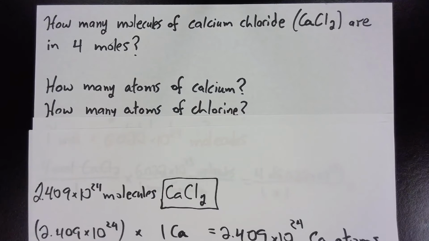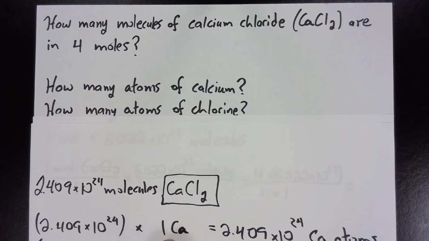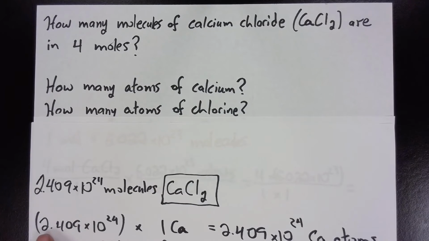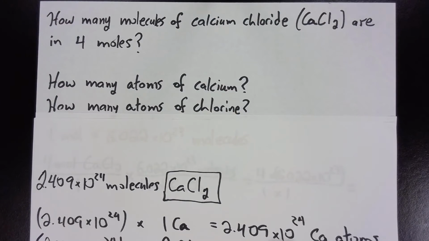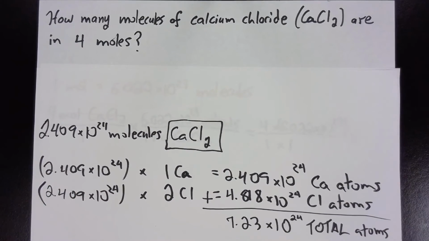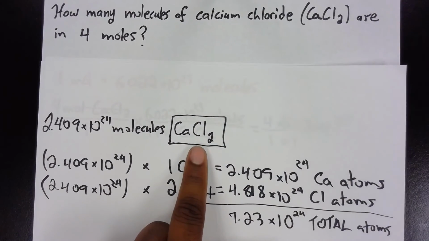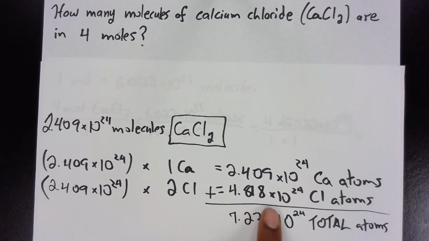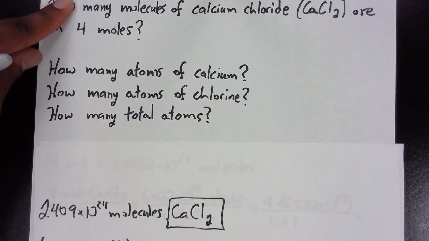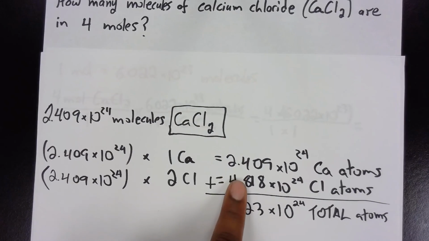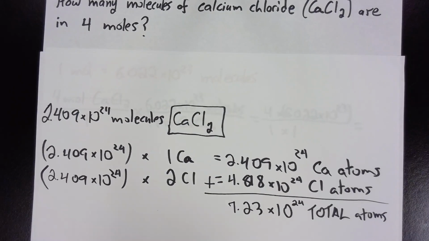And so we took that. We saw that since it was 1 calcium atom per molecule, it would be the number of molecules times 1, which is 2.409 times 10 to the 24. And then for chlorine, it's 2 chlorine atoms per molecule. So if we have 2.409 times 10 to the 24th molecules times 2 chlorine atoms per molecule, that gave us 4.818. And then we asked how many total atoms, and to get that, we just added them up. That plus that gave us that. And there we go.